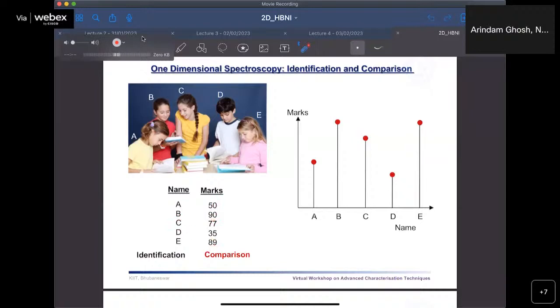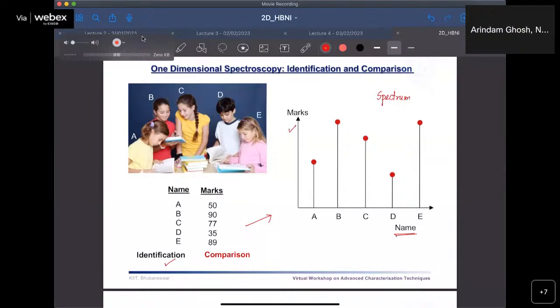Now, if I just plot the same thing, I find that what is coming out, in one direction, is the name, which is basically the identification, and in the other the marks, which is the comparison. And this looks like basically a spectrum. Any spectrum is actually like this.